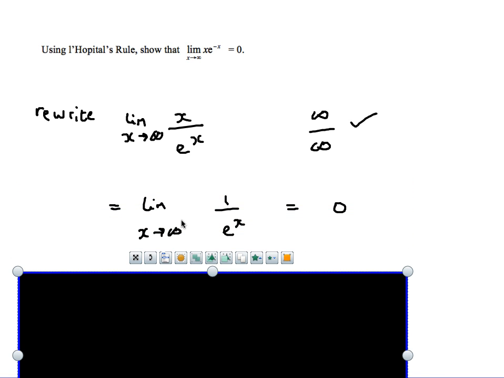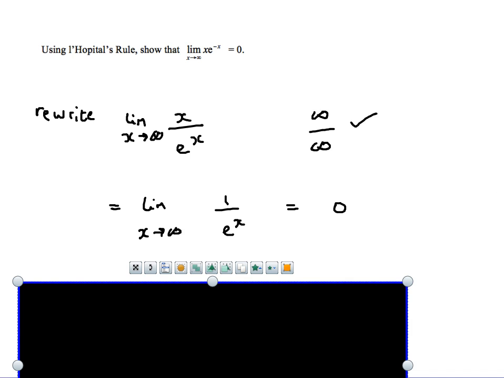And pretty easy, this one. I can just differentiate the top and the bottom. And there we go, as x approaches infinity, e to the x is going to get larger and larger. Therefore, we get ever closer to 0. So my limit for this one is going to be 0.